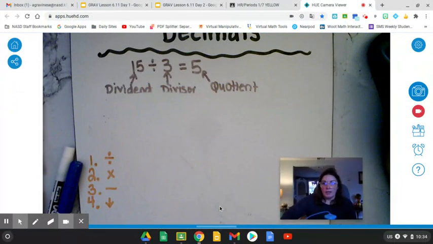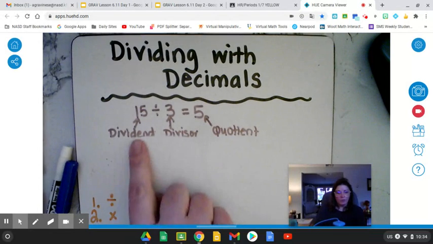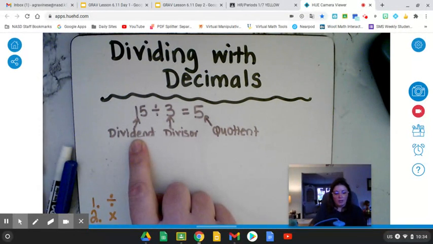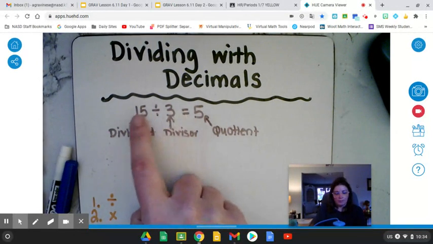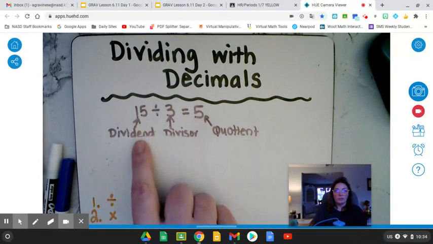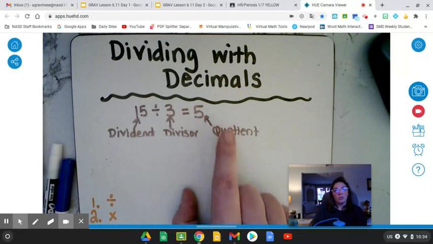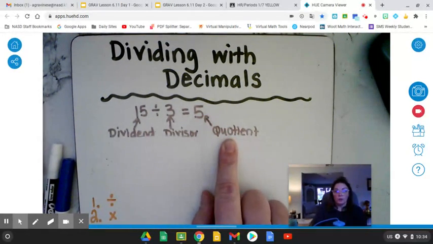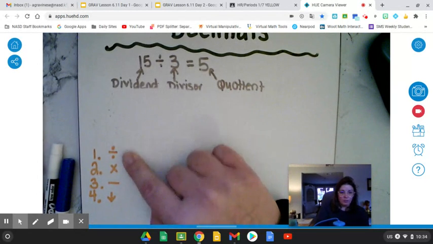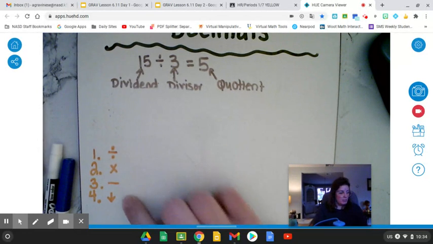All right, so I have the same information as a review. The vocabulary for a decimal or a division number sentence: our number that we're splitting up is our dividend, the number of groups is our divisor, and the number in each group, or the answer in division, is our quotient. And we have the same 4 steps to cycle through. We divide, multiply, subtract, and bring down.